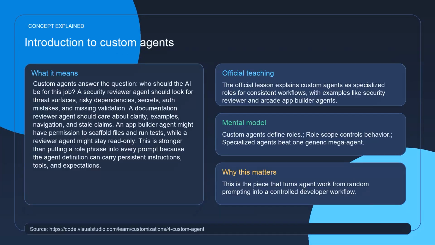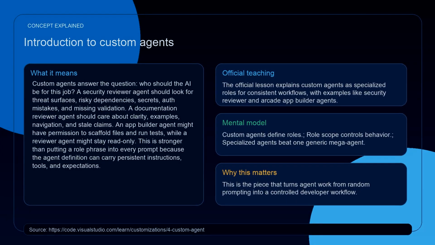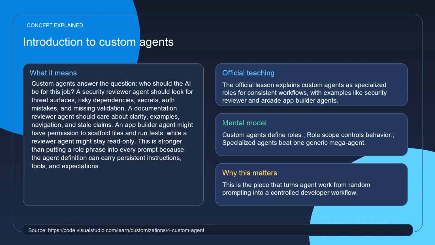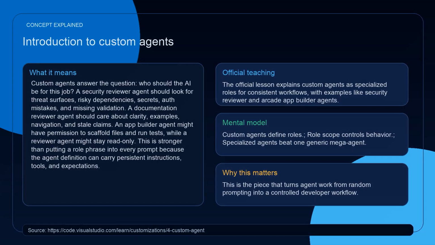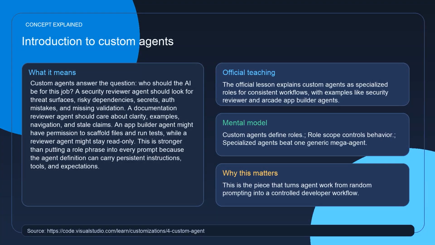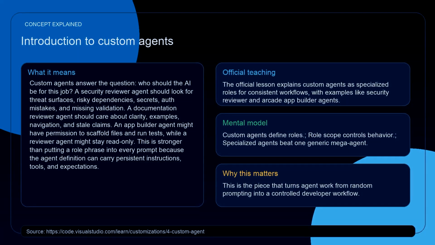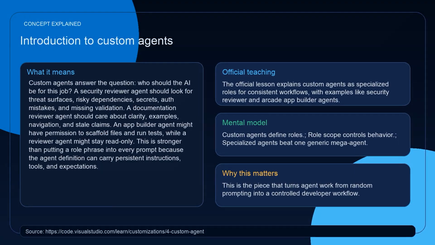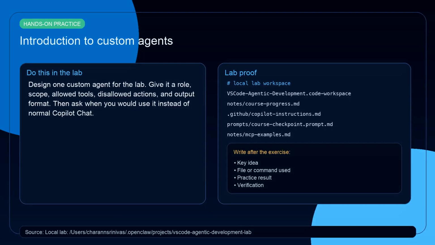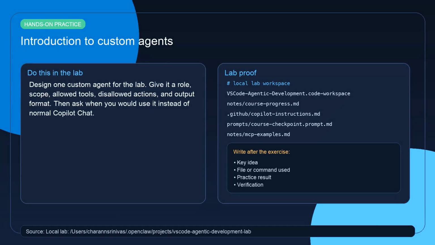A security reviewer agent should look for threat surfaces, risky dependencies, secrets, auth mistakes, and missing validation. A documentation reviewer agent should care about clarity, examples, navigation, and stale claims. An app builder agent might have permission to scaffold files and run tests, while a reviewer agent might stay read-only. This is stronger than putting a role phrase into every prompt because the agent definition can carry persistent instructions, tools, and expectations.